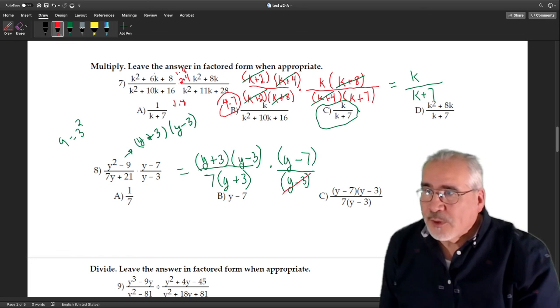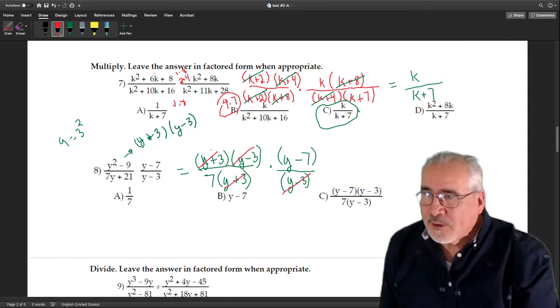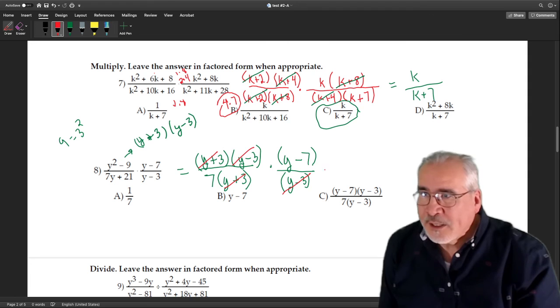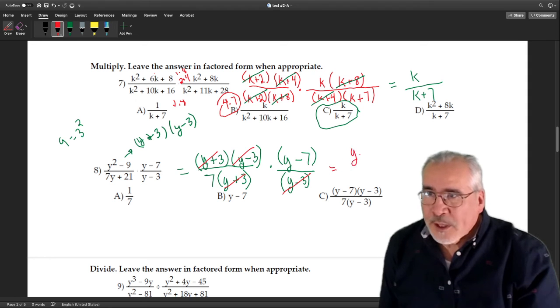So y minus 3 here, y minus 3 there. Y plus 3 here, y plus 3 there. So there's a factor of 1. And what's left behind? We get a y minus 7 in the top, and in the denominator 7 is left.